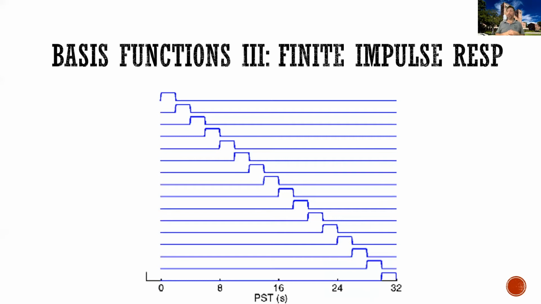And finally, perhaps the ultimate flexibility comes from what is known as a finite impulse response. This is literally the idea that we're going to have one regressor per each volume that we acquire during a stimulation. So for example, let's say that our block lasts 32 seconds. We'll have one regressor for volume number 1, then one for volume number 2, one for volume number 3, 4, 5, 6, et cetera. So now we're going to have as many regressors as volumes that we want to model during stimulation.